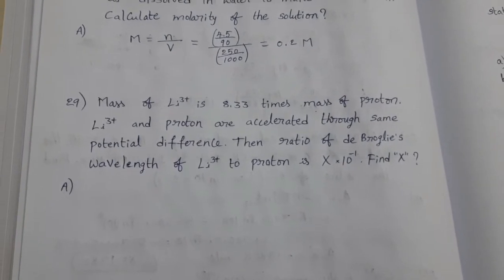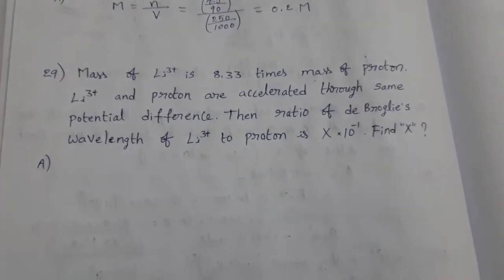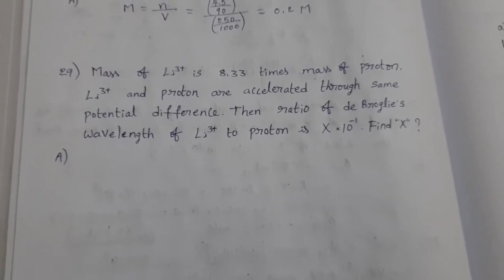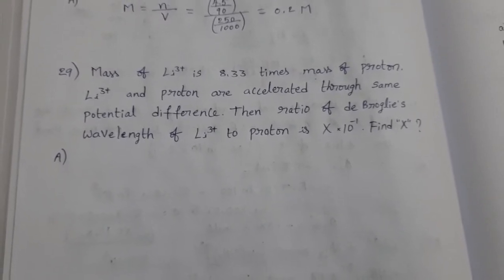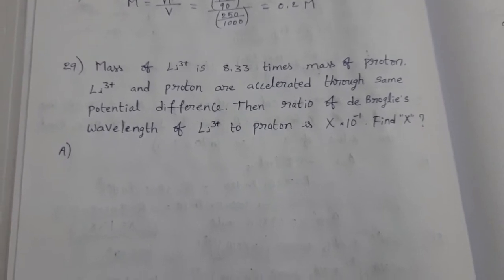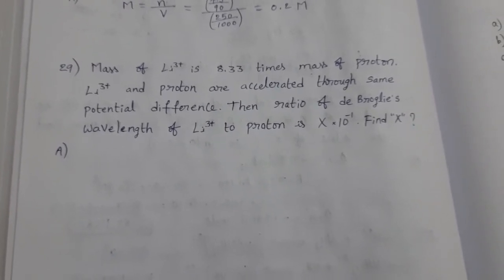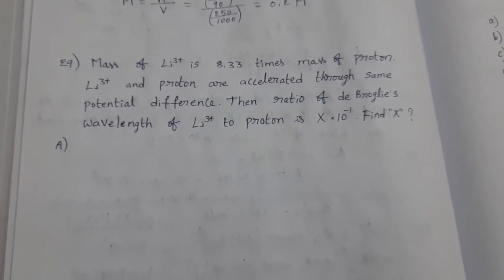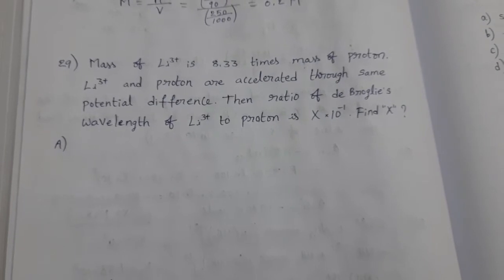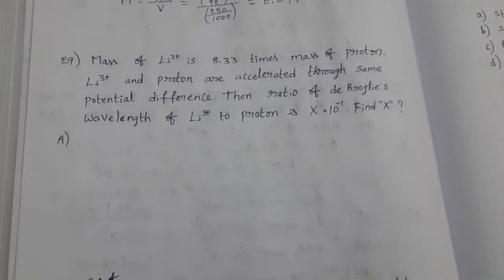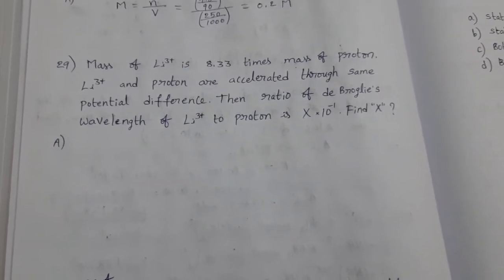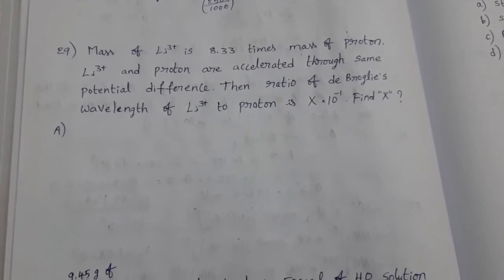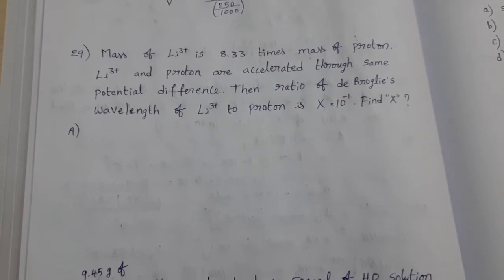Next one, mass of Li3+ ion is 8.33 times mass of proton. Li3+ and proton are accelerated through same potential difference. Then ratio of de Broglie's wavelength of Li3+ to proton is x into 10 power minus 1. Find x. This question is related to atomic structure. So wavelength and kinetic energy relation, say this.